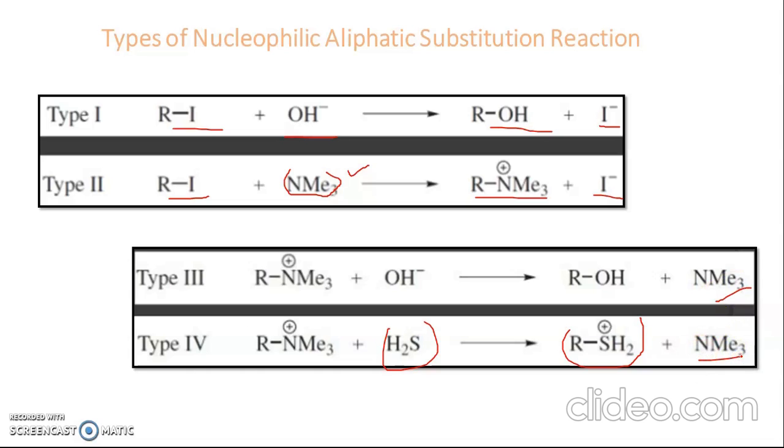So type 1, 2, 3, 4. First case, substrate neutral, nucleophile is anionic. Second case, substrate neutral, nucleophile is also neutral, and leaving group and product both have some charge. Type 3, substrate is positively charged, nucleophile is negatively charged, and our product and leaving group both are neutral. And the fourth case, substrate is positively charged, nucleophile is neutral, product is positively charged, and leaving group is neutral. So different possibilities may be there.